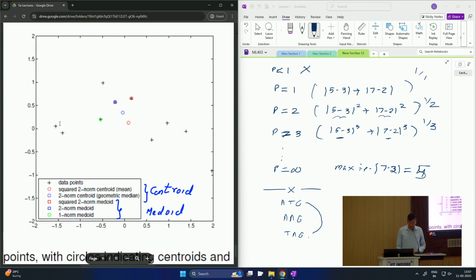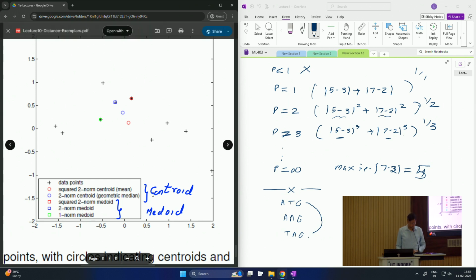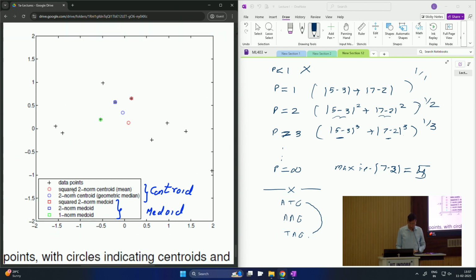So now look at this. Pluses are all the data points in this one. Now you have to find the squared 2 norm centroid, the mean. So this is the red circle. You can see this was found by just taking the mean value for all the dimensions, adding them and dividing by the total, and that will give you the point.